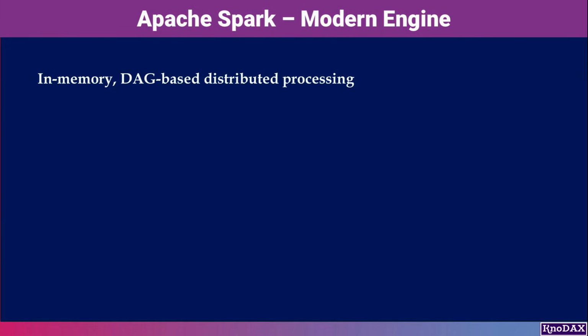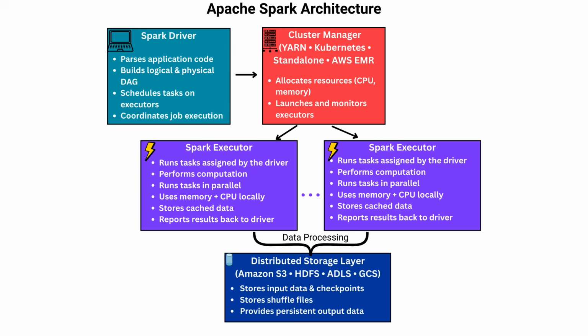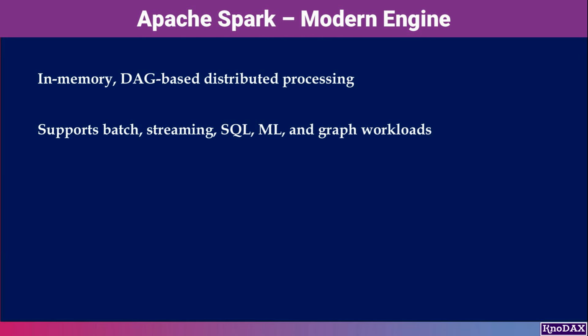After understanding why Hadoop gradually declined, it's easy to see why Apache Spark emerged as the modern engine of choice. Spark was designed to overcome the limitations of disk-bound MapReduce by introducing in-memory, DAG-based distributed processing, which dramatically accelerates computation. Spark also brings a unified engine that supports batch workloads, streaming analytics, SQL processing, machine learning, and even graph computation, all within the same platform. This versatility makes Spark far more flexible than traditional Hadoop approaches.